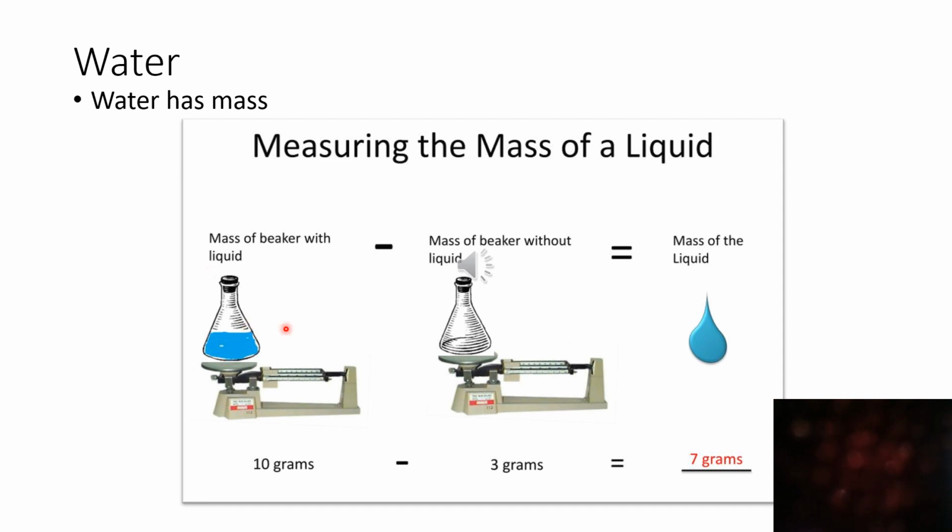So the mass is 10 grams, and then you have to measure the mass of the conical flask without liquid. Conical flask yang kosong. So in this picture we get 3 grams. So finally, we will get the actual mass of the liquid, which is 7 grams. 10 grams minus 3 grams, so we get 7 grams, the actual mass of the liquid.